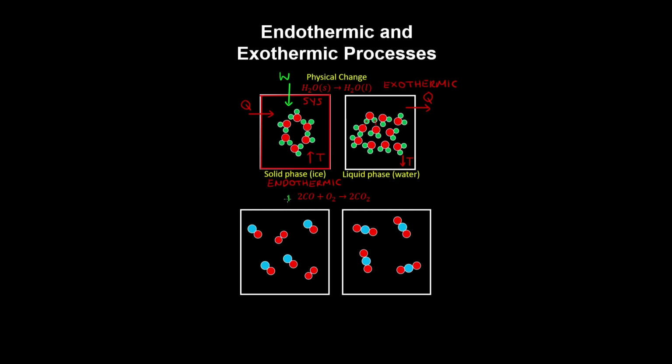And similarly for a chemical reaction, where we have carbon monoxide molecules reacting with oxygen to yield carbon dioxide. So here you have the breaking of the bonds between oxygens and a formation of the bond with each carbon monoxide molecule. And this releases heat to the environment. So we call this an exothermic chemical reaction.